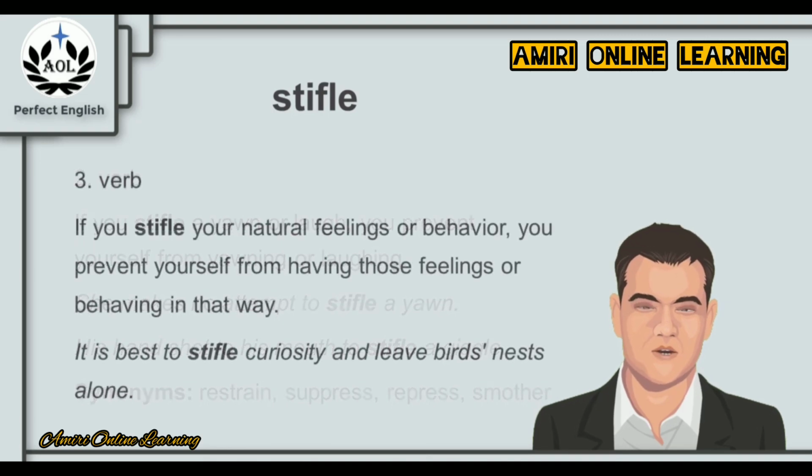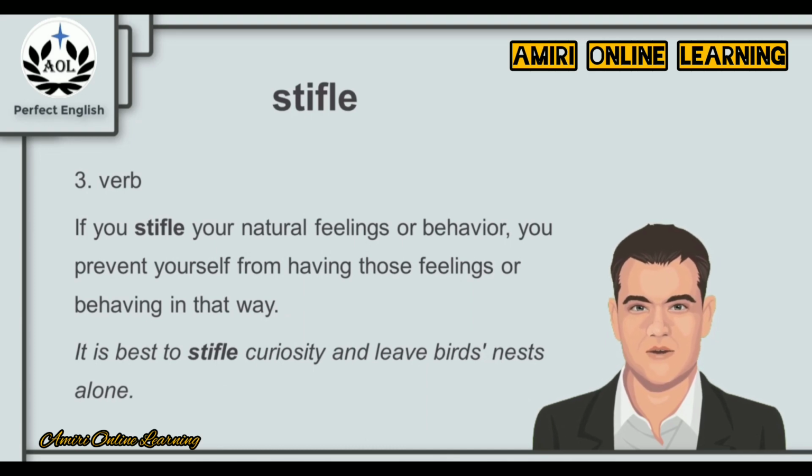And there's more to stifle. We can also use it in a different context. If you stifle your natural feelings or behavior, you prevent yourself from having those feelings or behaving in that way. For example, it is best to stifle curiosity and leave birds' nests alone. Well, maybe this is one of the situations where we need to stifle our curiosity because we're hurting those little birds. But it would be a very bad idea in almost any other situation.